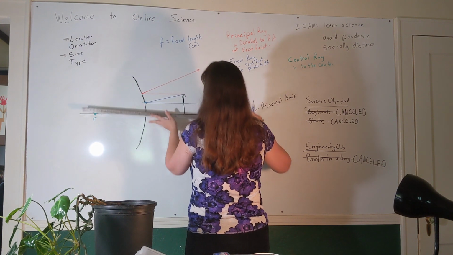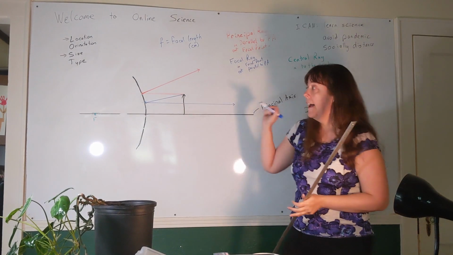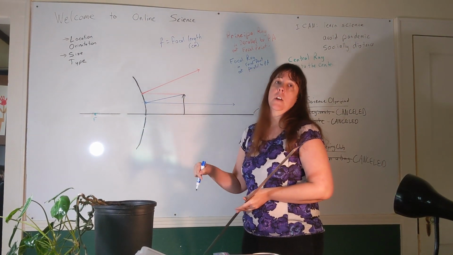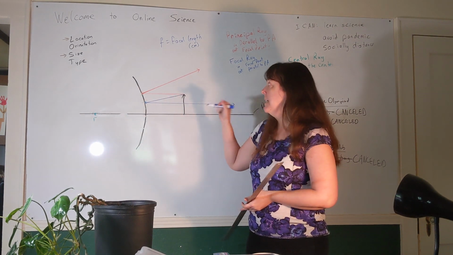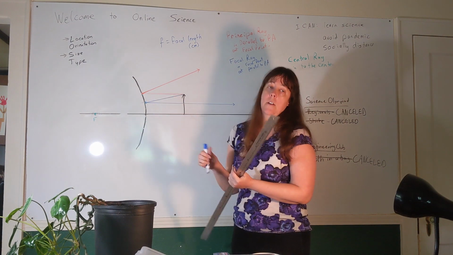And there it goes. Now, it's worth reiterating. I've said this before, but I'll say it every time. Every time a light ray bounces off of a mirror, it follows the law of reflection. The reflected angle is equal to the incident angle, but those angles are measured to the normal line, the perpendicular line to the curve of the mirror.